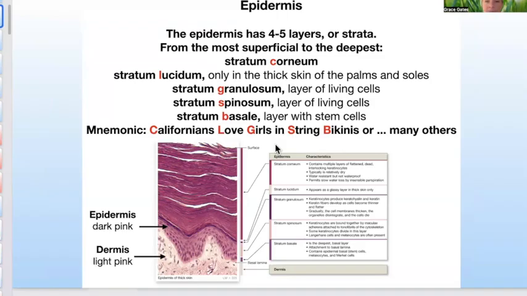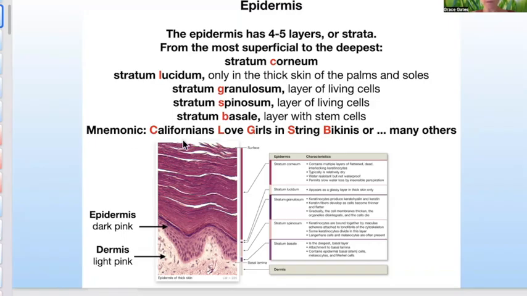The epidermis has 4 to 5 layers or strata. From the most superficial to the deepest, they are the stratum corneum, the stratum lucidum, which is only in thick skin of the palms and the soles of the feet, the stratum granulosum, the stratum spinosum, and the stratum basale, which is a layer with stem cells.